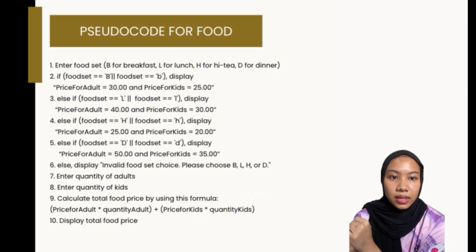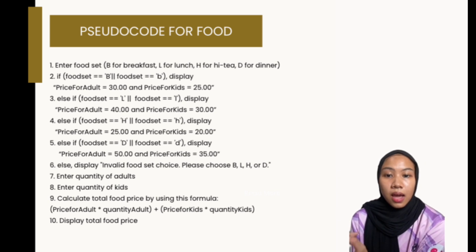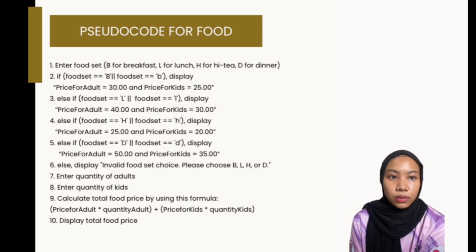For food set D, it will display price for adult 50 ringgit and price for kid is 35 ringgit. Other than that, if we enter the wrong letter, it will display invalid food set choice. Please choose B, L, H, D. The input that has been entered is correct.